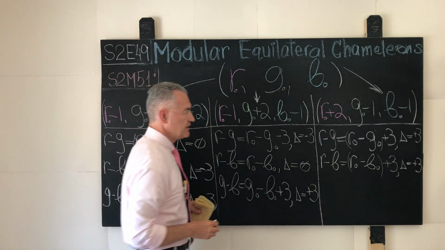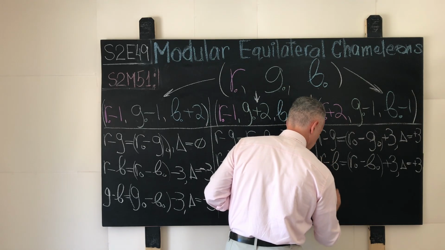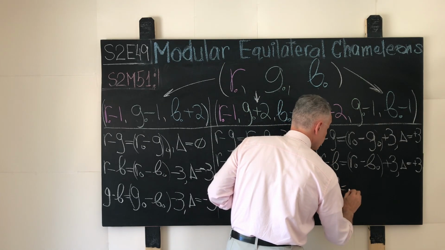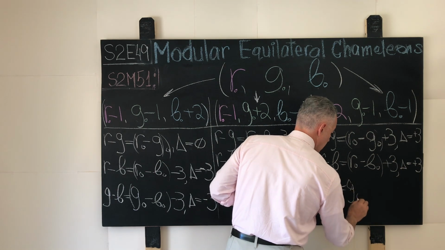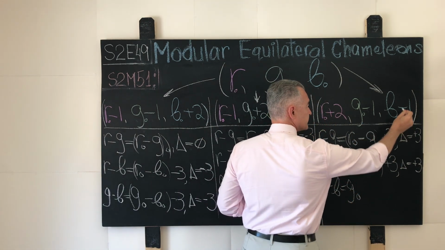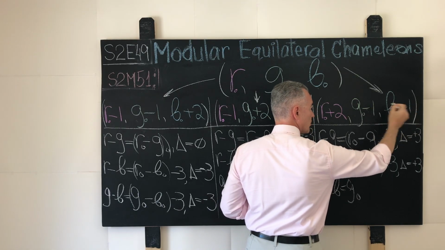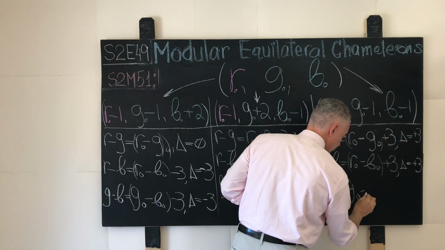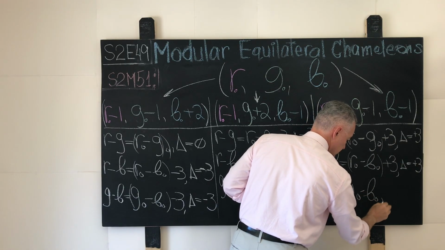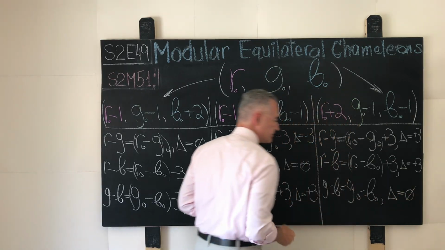And the last case, the difference between the number of green and blue chameleons, will be what? G sub 0 minus 1 minus b sub 0 minus negative 1. Negative 1 times negative 1 is plus 1. Minus 1 plus 1 cancel each other out. So here there is no change, as to be expected. Delta equals 0. And look at this.